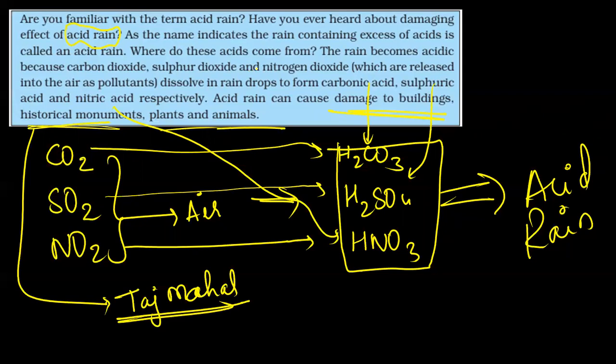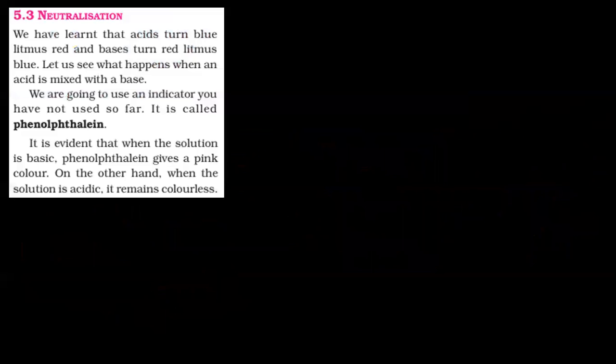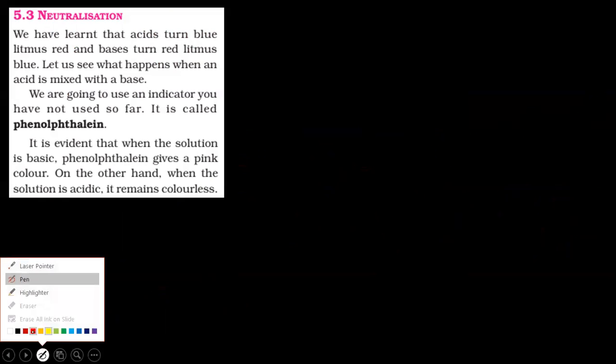Now this can be asked for a reasoning question. They may name a historical monument, they may give a picture, or they may say that acid rain causes damage to historical monuments. They turn yellowish, you can say. And why is this and how does it happen? Then you have to write what is given in this box. Now let us move on to neutralization.